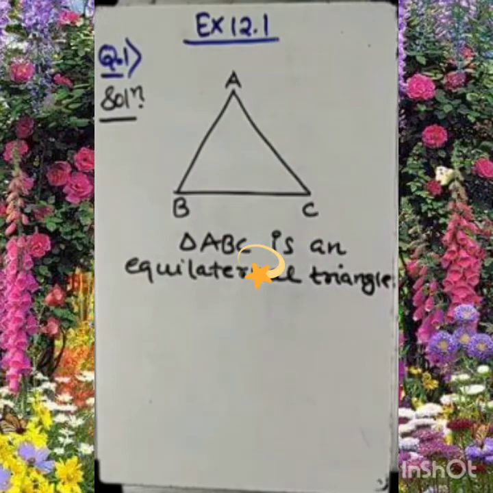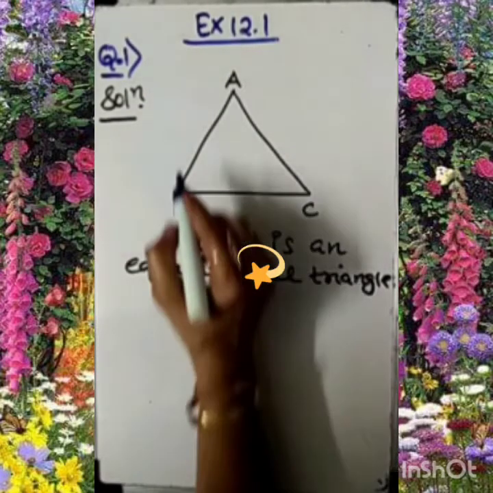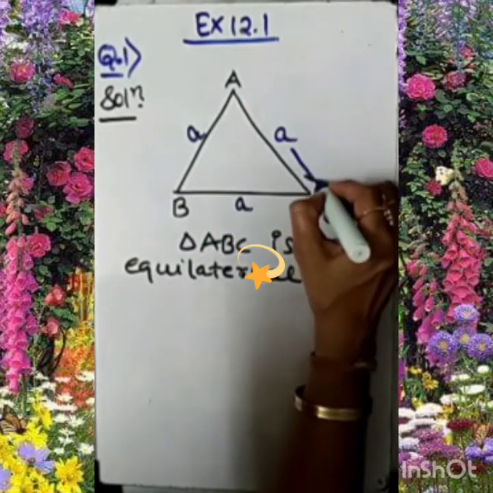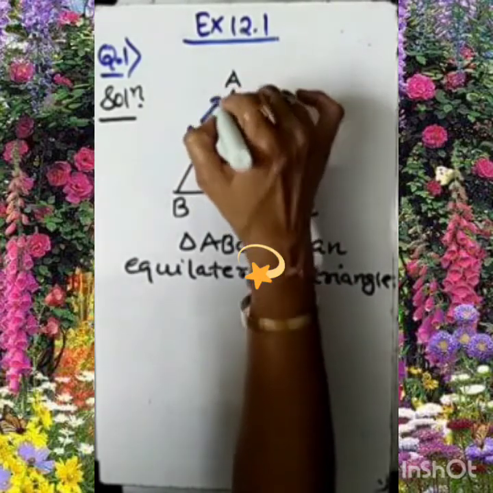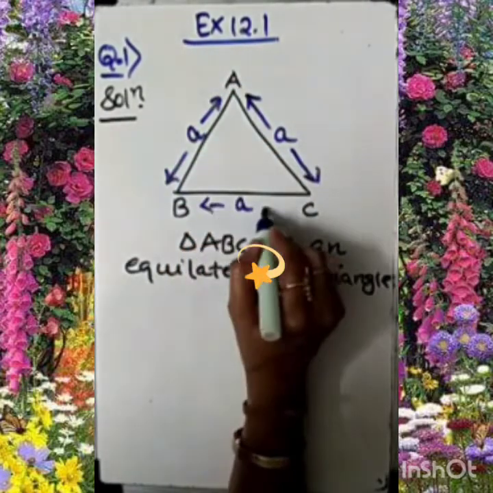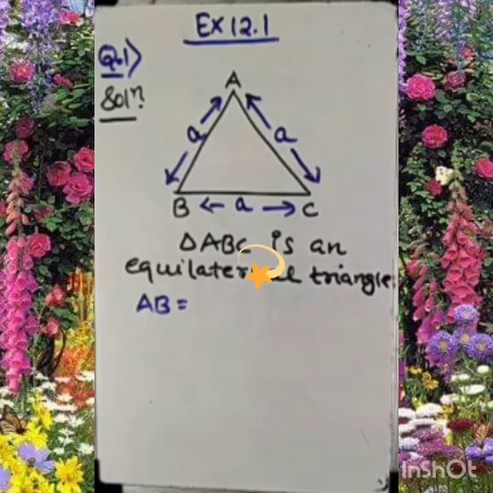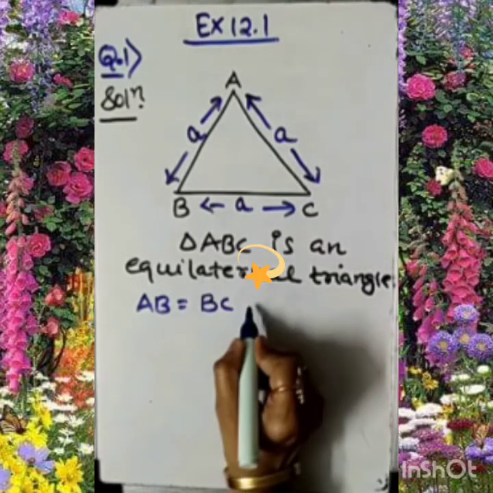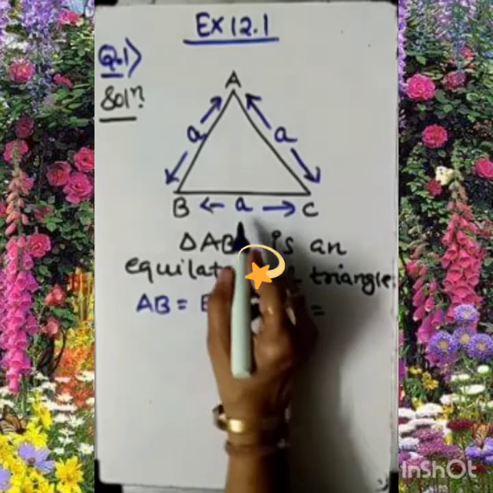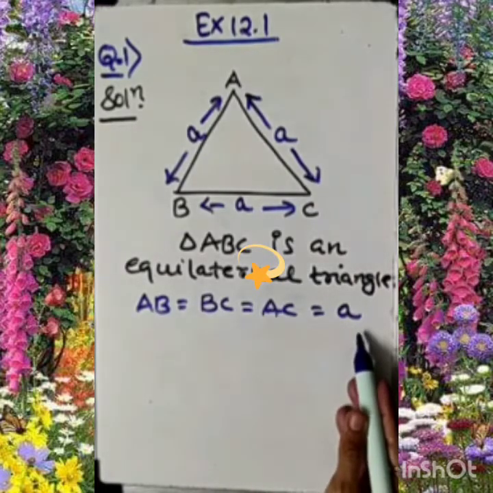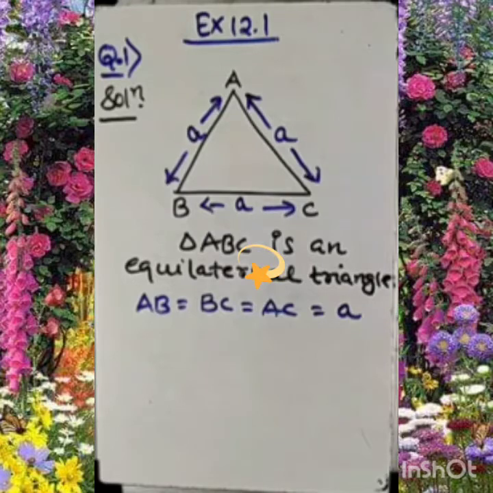Now, for the equilateral triangle, the side of each and every one is given as small a. Please note down, all three sides are equal, and the length of every side: AB equal to BC equal to AC equal to small a. Means all three sides are equal.